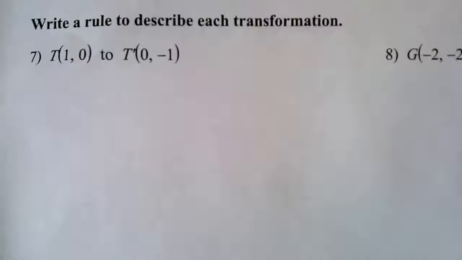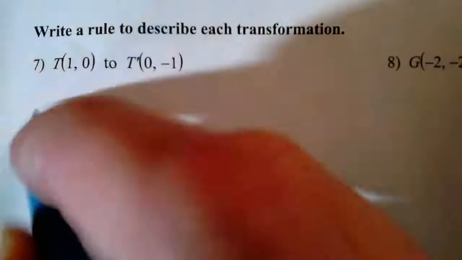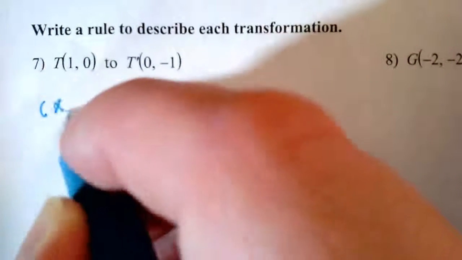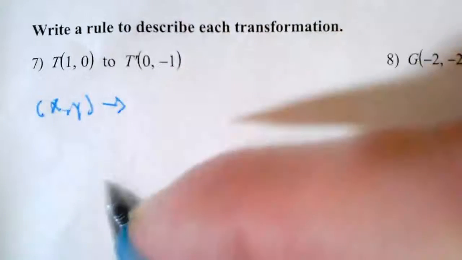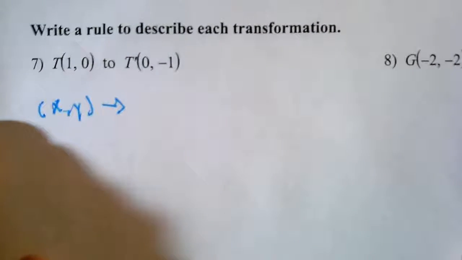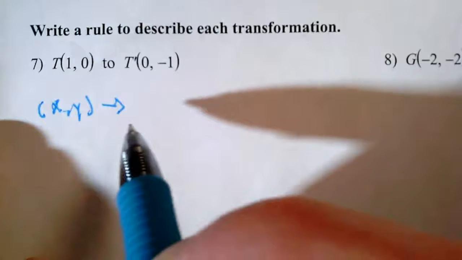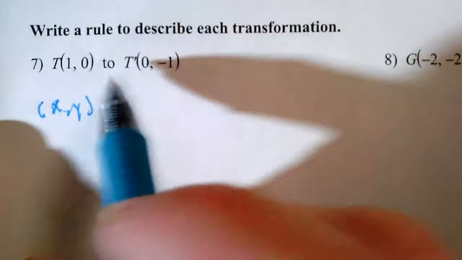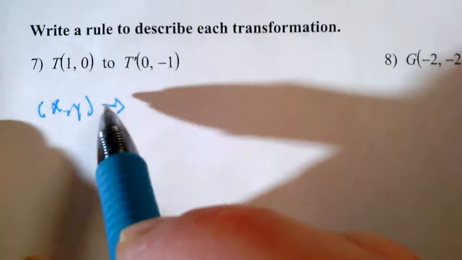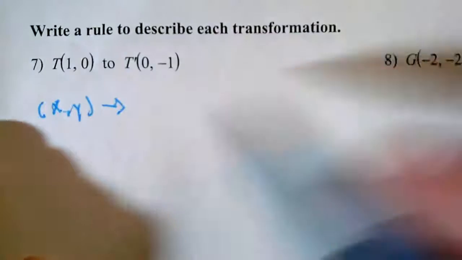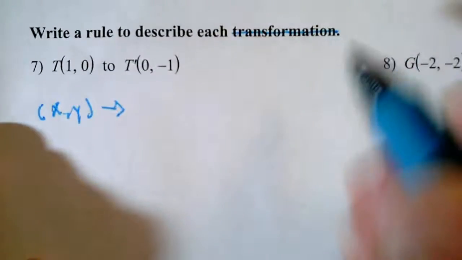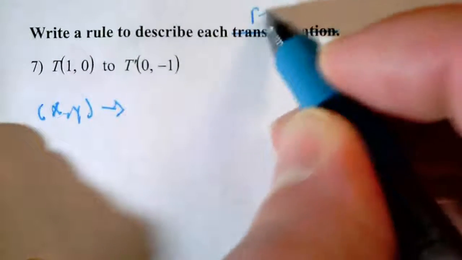All right, let's take a look at the back side here. Here we're going to write a rule to describe each transformation. Our rule, just like we did with translations, starts out with (x, y) gets mapped to something. One thing here is that with a single point, we could write a variety of different rules, because it's hard to tell from only one moving point what exactly was done. It could have been several different things, but in this case, these are all reflections.